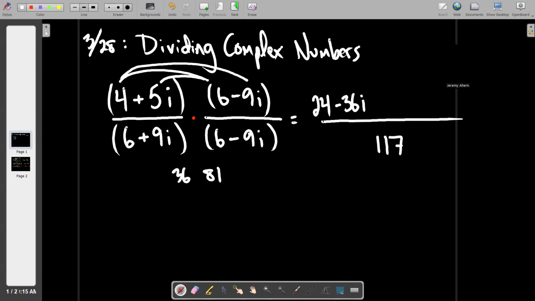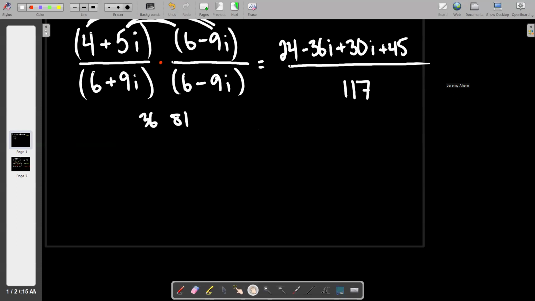-36i. And what is 5i times 6? So plus 30i. And at the back end, what is 5i times -9i? So let's just put plus 45, right? Because you're not wrong if you say -45i squared, but that i squared is always just going to change signs. So it's more efficient to just put the plus 45. So when I add the 24 and the 45 in the front end, I wind up with 69 minus 6i over 117.